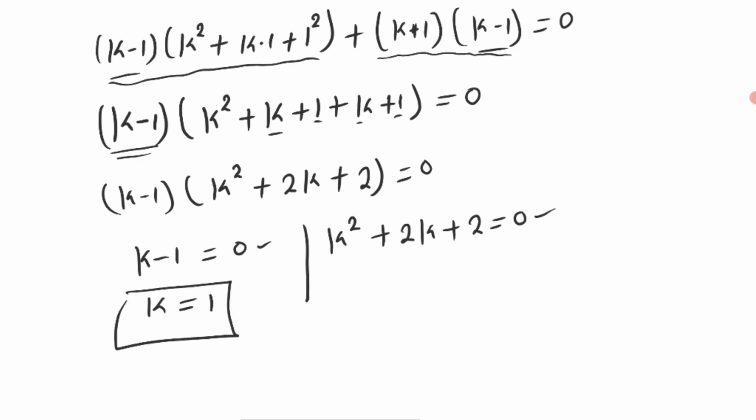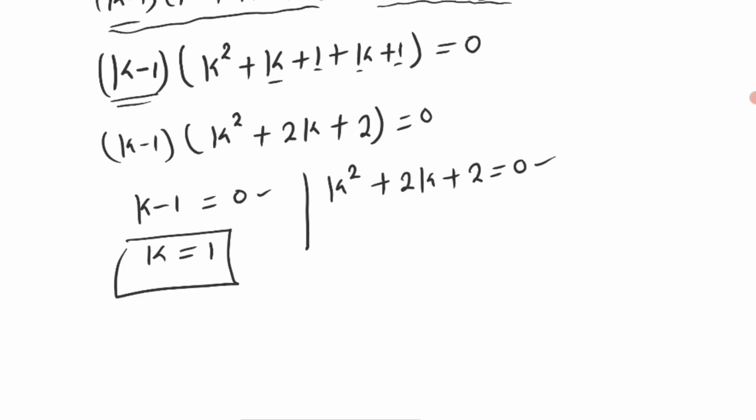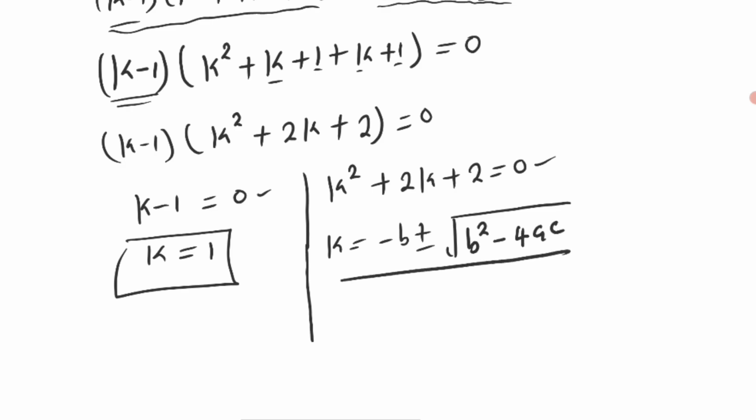And from here, this is a quadratic equation which can be solved using the quadratic general formula. And the quadratic formula is given as k is equal to minus b plus or minus square root of b square minus 4ac over 2a. And from this equation, a is equal to 1, b is equal to 2, c is equal to 2.